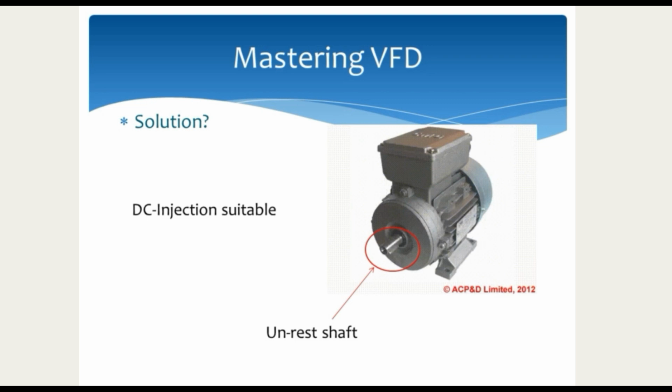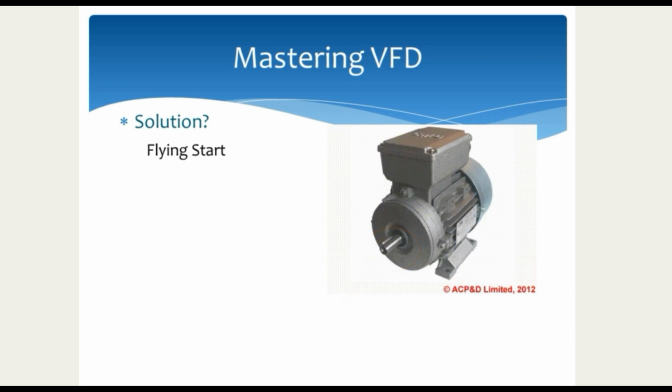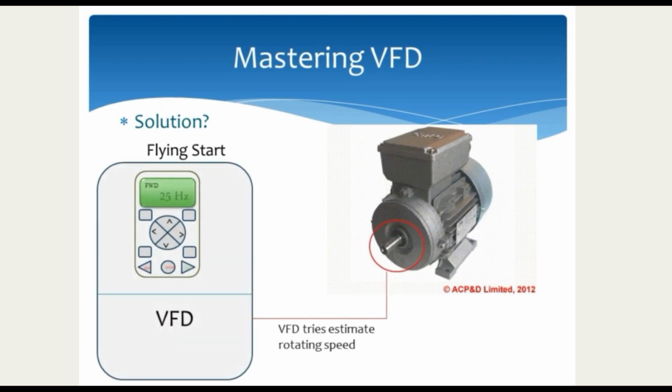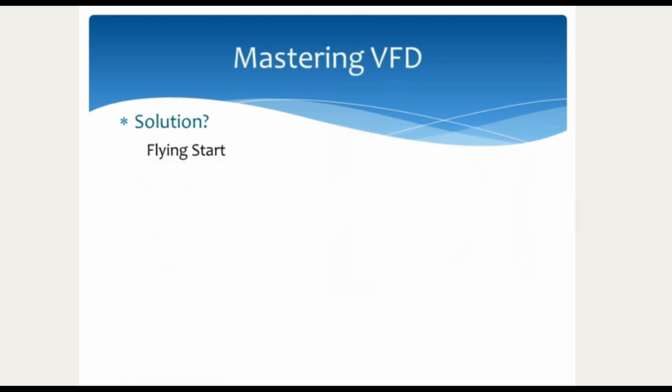But this might not be possible sometimes. So here flying start has a role. In the flying start method, the VFD searches and estimates the speed. Once the VFD has estimated it, it will directly match its speed to the free running motor shaft.